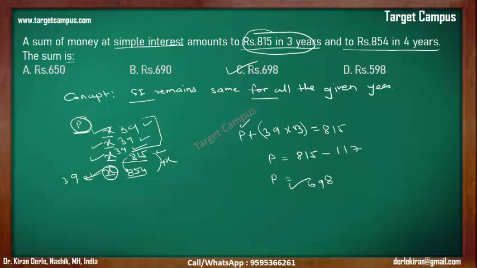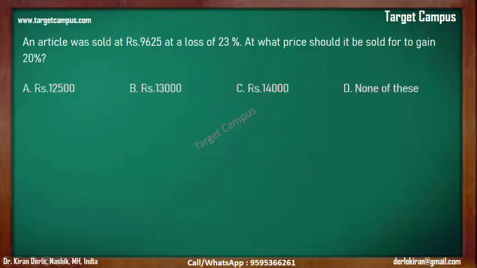Hope you have got this point. Simple interest remains same for all the years. This is the catch. For the fourth year it increased by 39, so for all the given years it must have increased by 39 only. So there was an initial principal which got up to 815 in 3 years because it accrued this much interest. So let's move forward.